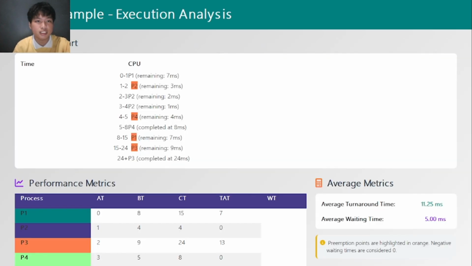Next is the execution analysis. In this specific scenario, we achieve an average waiting time of 5 ms. This is the biggest selling point of SRTF. It is mathematically proven to be optimal for minimizing average waiting time.